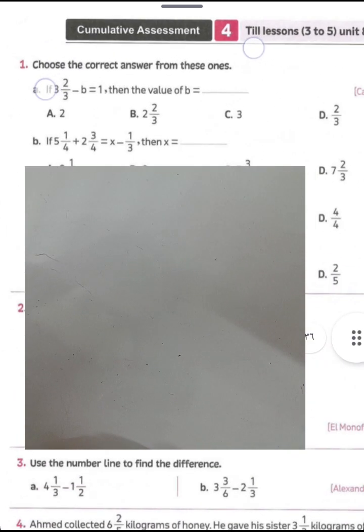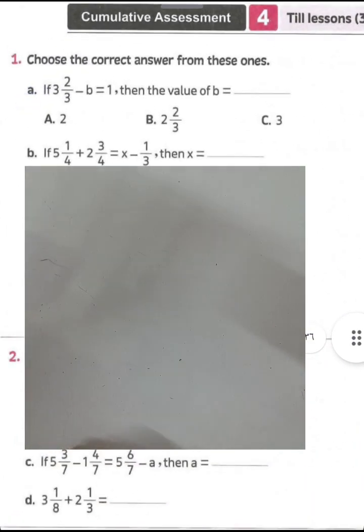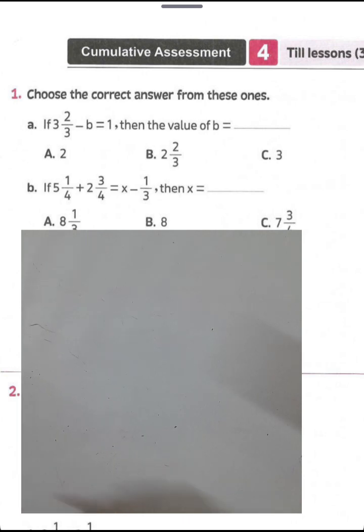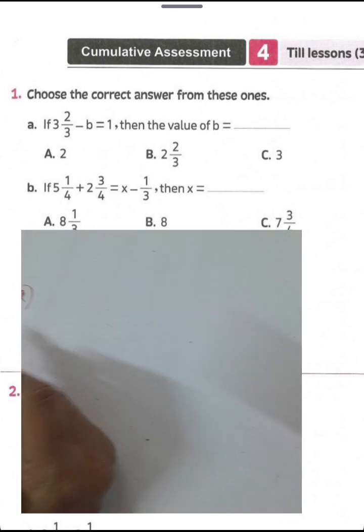From the Asr book, cognitive assessment number 4, lessons 3 to 5, unit 8. Look at with me about question number 1. Choose the correct answer. Letter A.